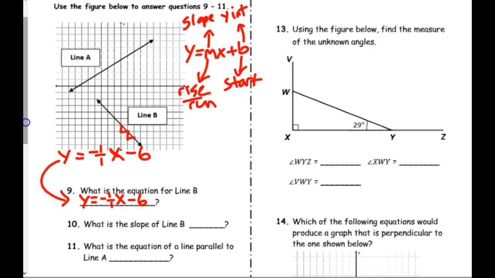Okay? What is the slope of line B? -1 over 1. What is the equation of a line parallel to line A? Well, parallel will have the same slope. So for line A, what is the slope? Up 2 over 3. So remember, parallel means same slope, different y-intercept. So I would have y equals 2/3 x, but instead of plus 4, it's going to be plus 3. Any other number. This can be any number you want.